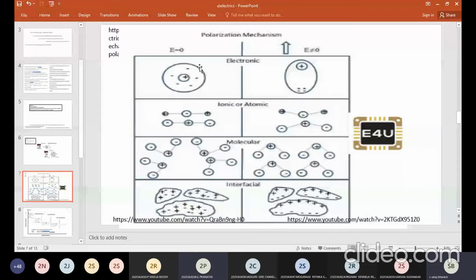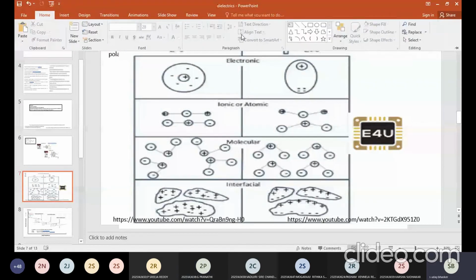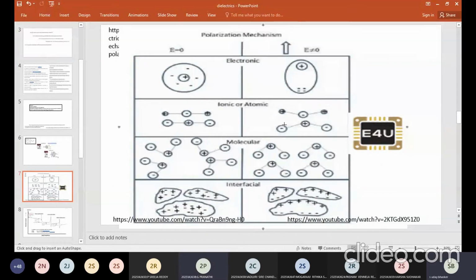Yes, sir, but I didn't understand the triangle thing, like how the triangle forms. Okay, I'll draw the triangle, which will help you understand how the triangle forms. Negative charges here, and then this here. Okay.